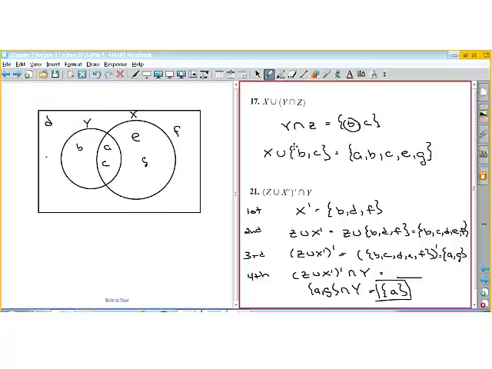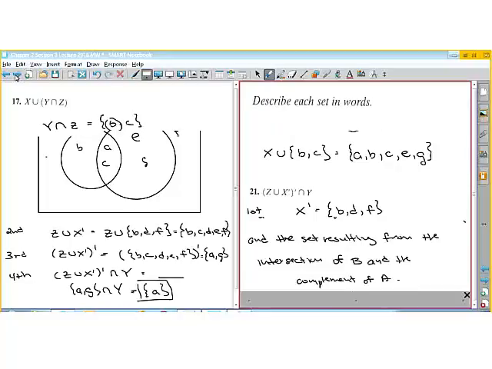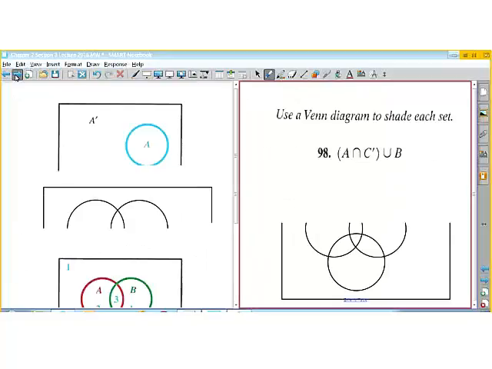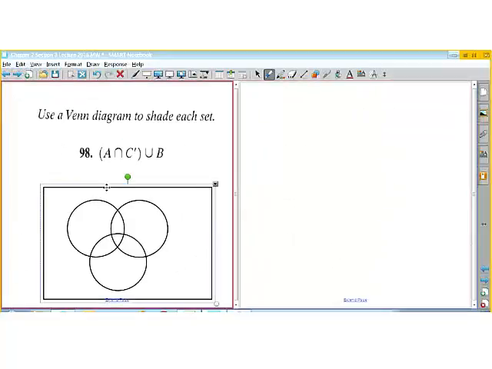We had to do the stuff that's in the parentheses. If we had a complement, we had to do that first. So we did the same thing with Venn diagrams. And when we do that, we'll understand more about what's going on here.